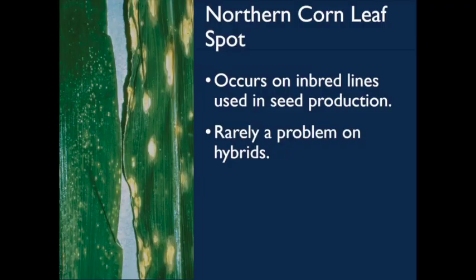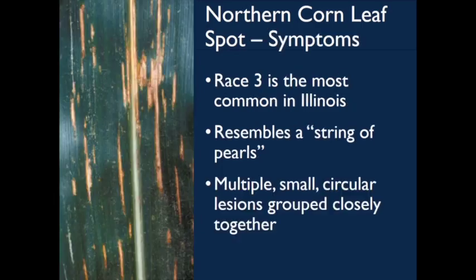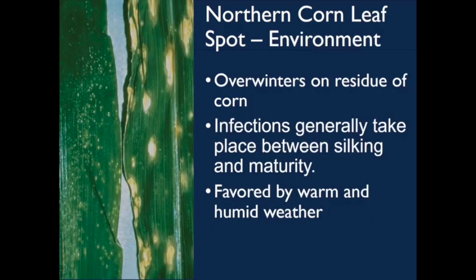Northern corn leaf spot mainly occurs on inbred lines used in seed production. The disease is rarely a problem on hybrids. Northern corn leaf spot has 5 distinct races that can cause different symptoms. Only race 3 is important in Illinois. Race 3 symptoms resemble a string of pearls where multiple small circular lesions develop closely together. Symptoms of this disease are sometimes confused with northern corn leaf blight, southern corn leaf blight, and anthracnose.